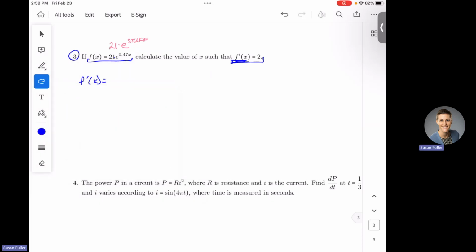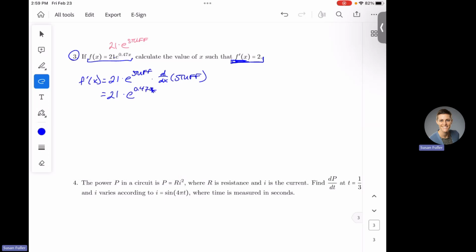Well, the derivative of e to the x is e to the x, and if you multiply by a number out front, it comes along for the ride. So the derivative of 21 times e to the stuff is 21 times e to the stuff times the derivative of my stuff. And my stuff here is just 0.47x. So this is going to be 21 times e to the 0.47x.